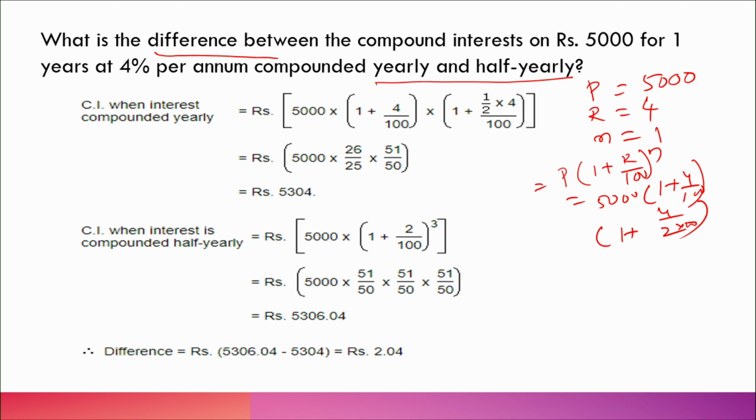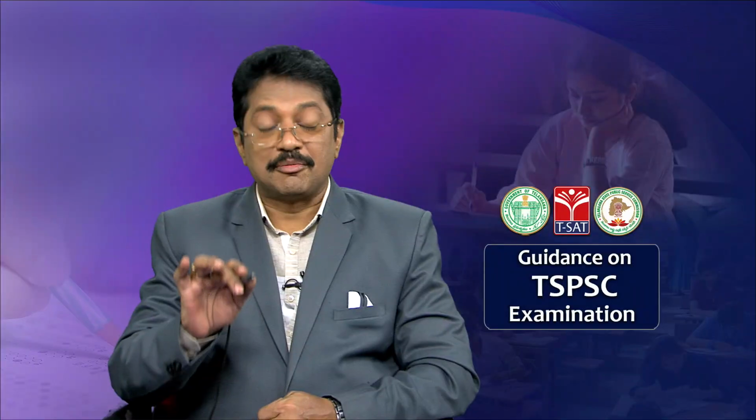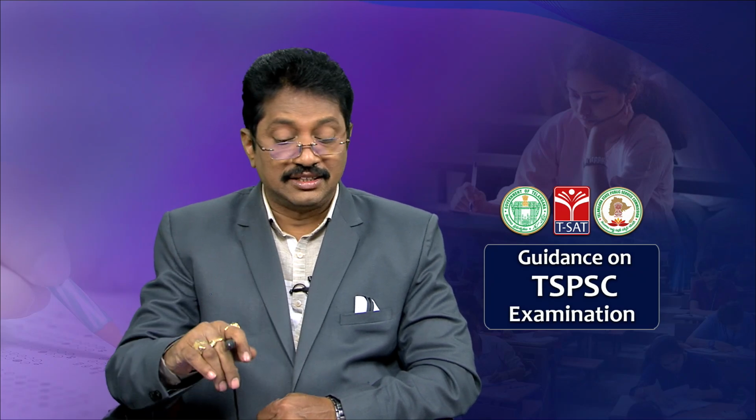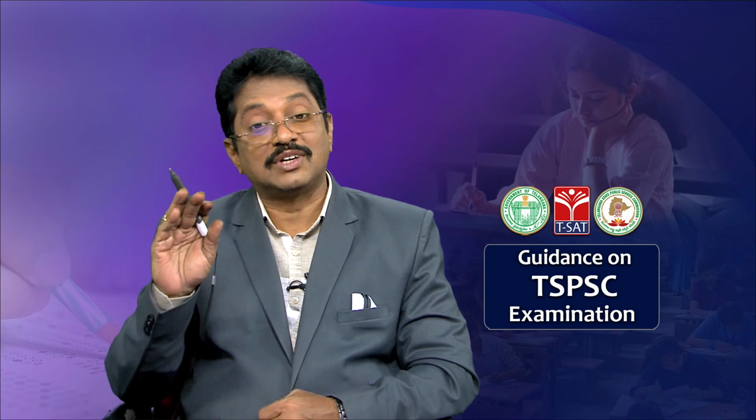Now you can calculate it easily, clear? So 25, 50, 51, if you calculate: 5,000 by 50 is 100, 25 ones are 25, 4 times 26 is 104, 104 times 51 is 5304. When you calculate the compound interest per annum or yearly for 1.5 years, that is very important here, you have to calculate for 1.5 years, that is 5,304.